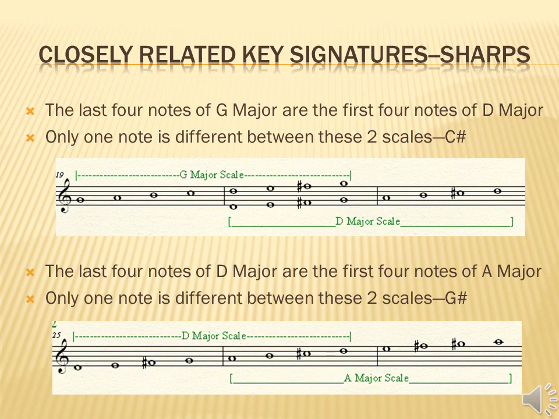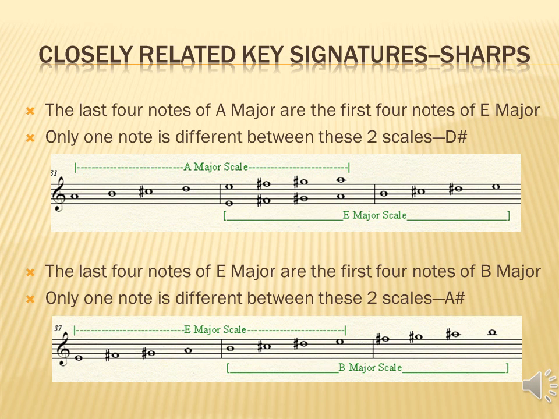Let's look at the D major scale and the A major scale. Here's the D major scale. And here's the A major scale. The last four notes of the D major scale are the first four notes of the A major scale. Only one note is different between these two scales, and that's G sharp.